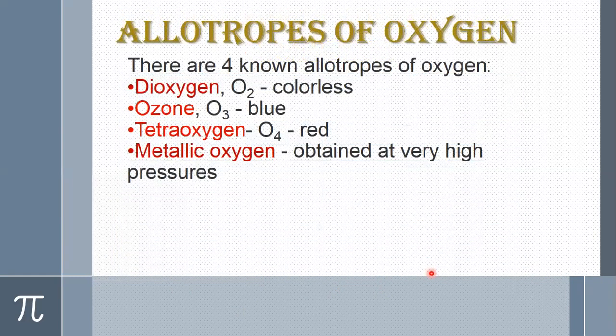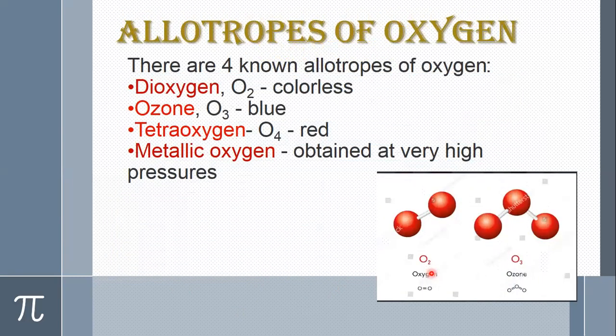Next are allotropes of oxygen. Oxygen has four known allotropes: dioxygen O2, which is common oxygen in the gaseous state and is colorless. Ozone is O3 and it is light blue in color. Tetraoxygen is O4, which is red in color. Metallic oxygen is obtained at very high pressure. We will study oxygen and ozone.